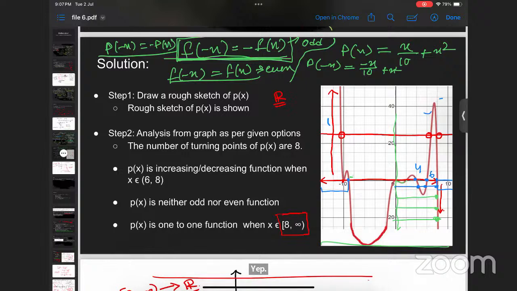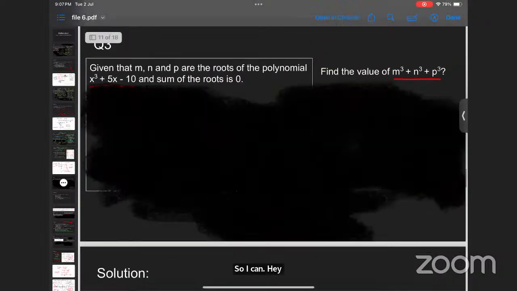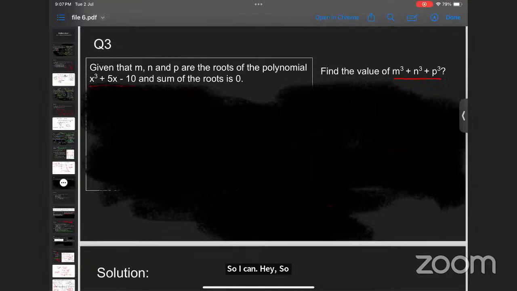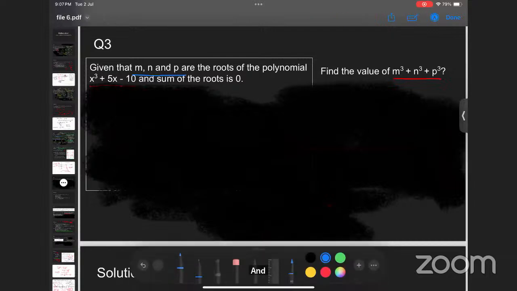So let us look at the next question. Try to solve this one. Given that m, n, and p are the roots of the given polynomial, and the sum is 0, find the value of m squared plus n squared plus p squared.